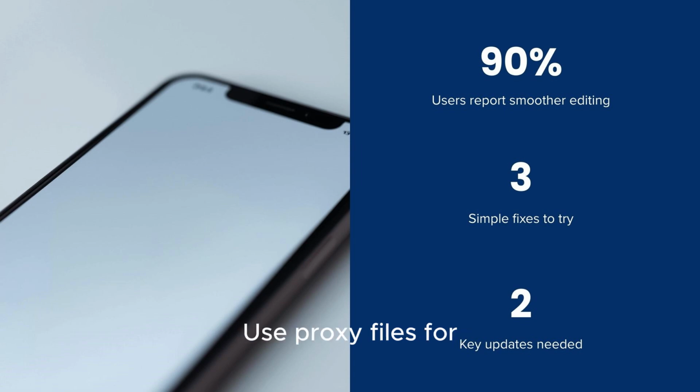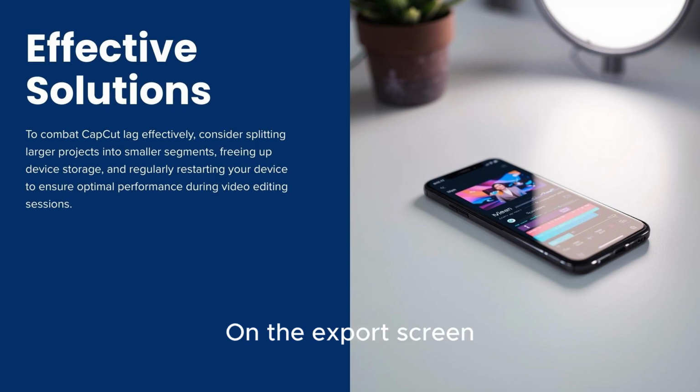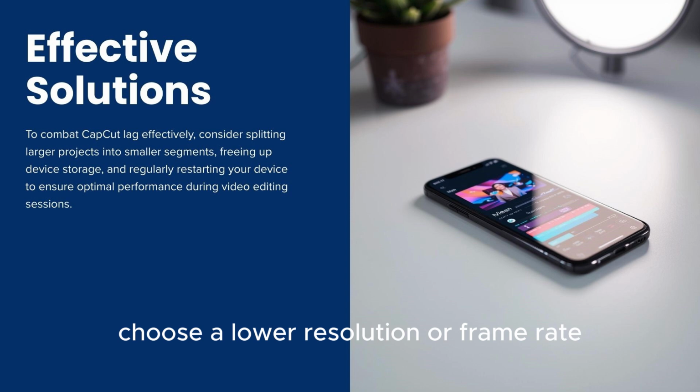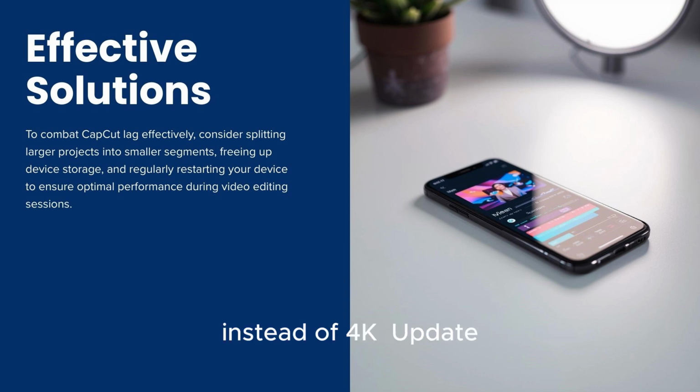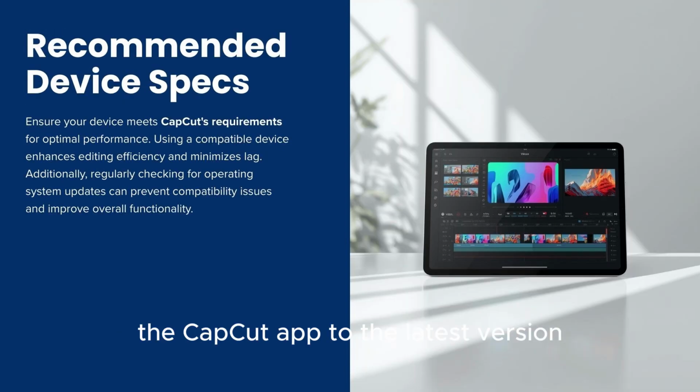Use proxy files for high-resolution videos. On the export screen, choose a lower resolution or frame rate like 1080p instead of 4K. Update the CapCut app to the latest version.